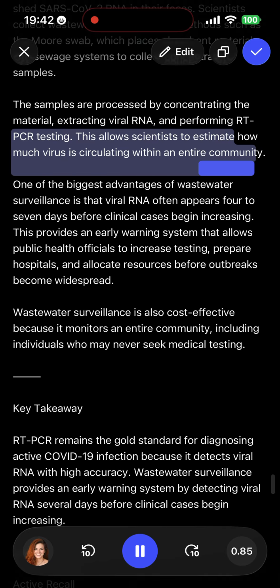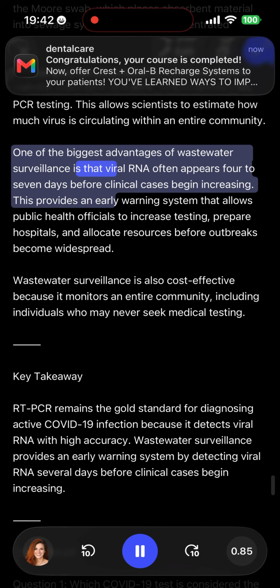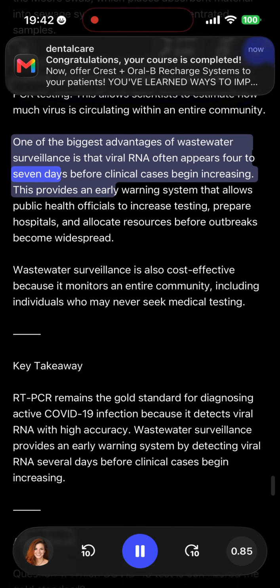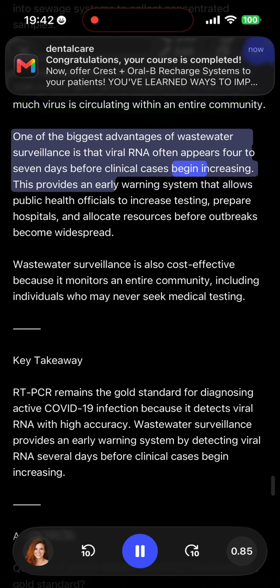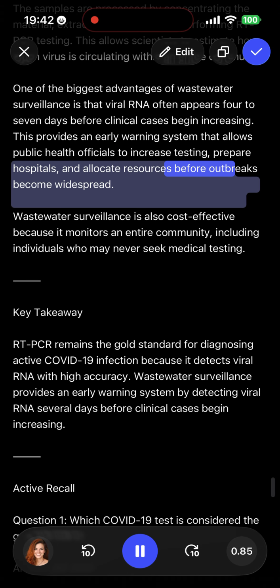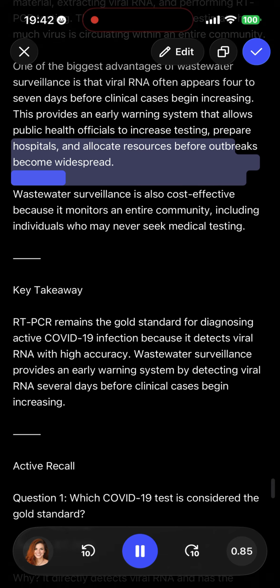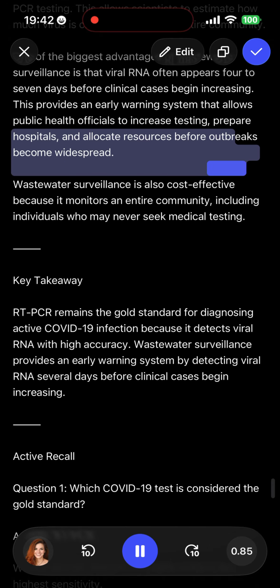cases begin increasing. This provides an early warning system that allows public health officials to increase testing, prepare hospitals, and allocate resources before outbreaks become widespread. Wastewater surveillance is also cost-effective because it monitors an entire community, including individuals who may never seek medical testing.